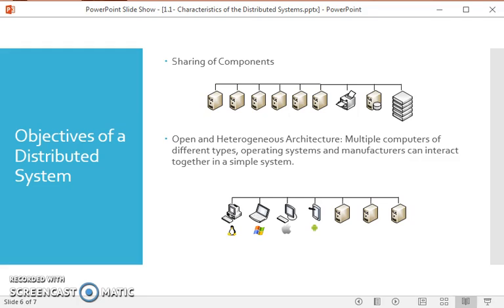So we can have multiple computers of different platforms and different systems working together, collaborating between them, and exchanging information. This is what an open and heterogeneous architecture means: to have multiple computers, multiple systems, multiple architectures working together and interacting together in a simple system, just as if they were one single system. Then last but not least, we have one final objective of a distributed system.